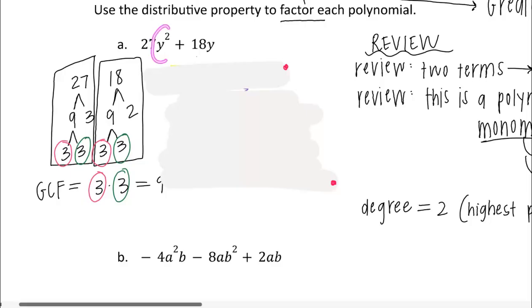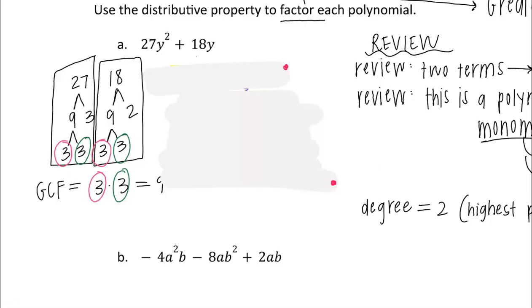Now take a look at the variables. You have y squared and y. Remember, y squared means y times y. So its factors are 2 y's. In y to the first, that's just one factor of y. So what do two factors of y and one factor of y have in common? They have in common one factor of y. So in all, the GCF of these two terms is 9y.